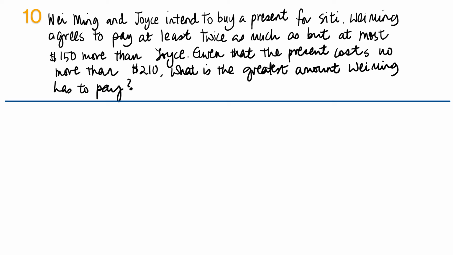So if you read carefully, there are actually 3 characters in this problem sum. A boy called Wei Ming and 2 girls, one Joyce and one Siti. Siti doesn't contribute much to the problem solving. She's just a character there receiving a present. The 2 main characters are actually Wei Ming and Joyce because they're combining to buy a present for her.